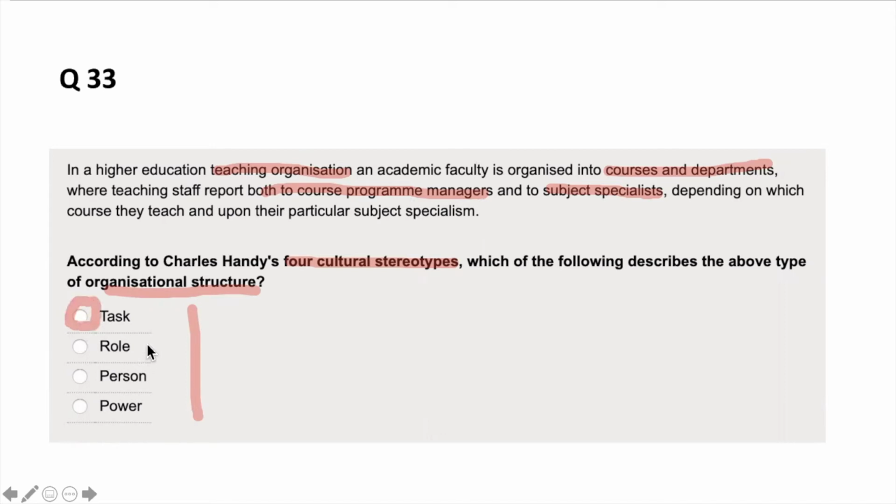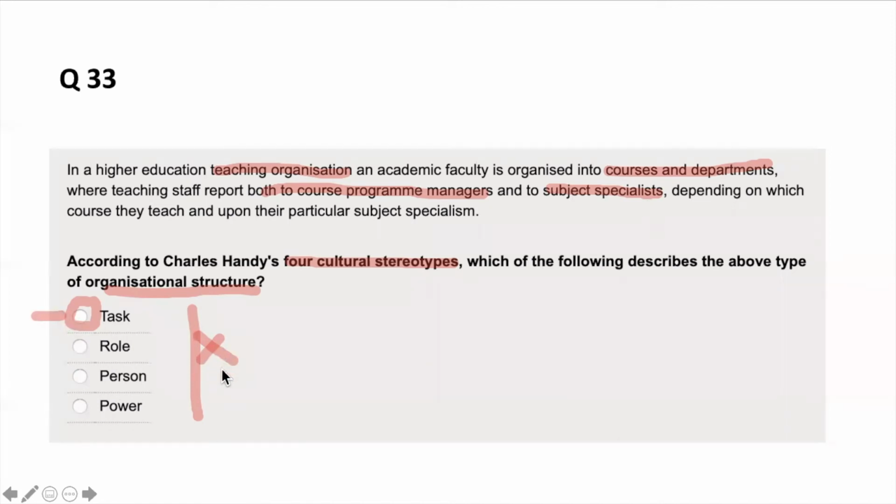Role. What is a role culture? A role culture is a bit more bureaucratic. Staff operate within the rules. The structure of the organization is well defined, and each individual has clear delegated authority. So this is not the one because it's not clear. The staff report to both program managers and specialists, so there's not one role that they play. They do more things because they have to fulfill a task, which is closer.